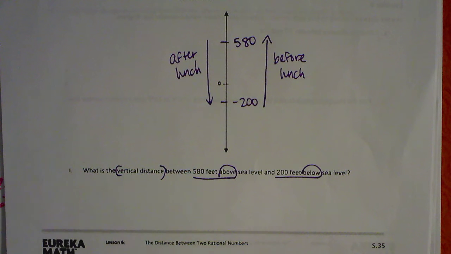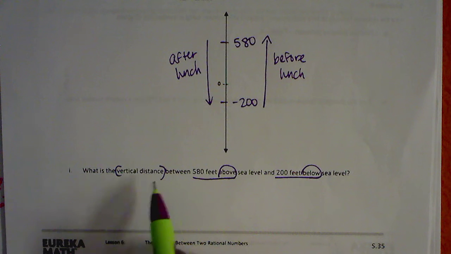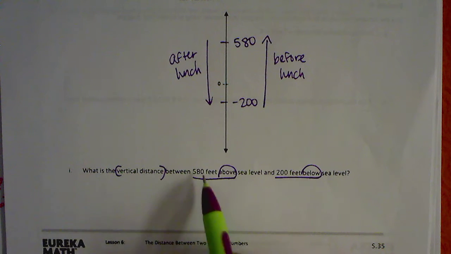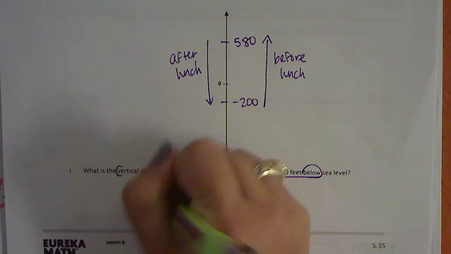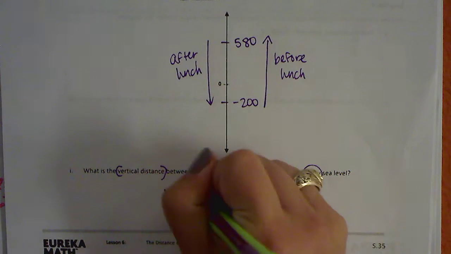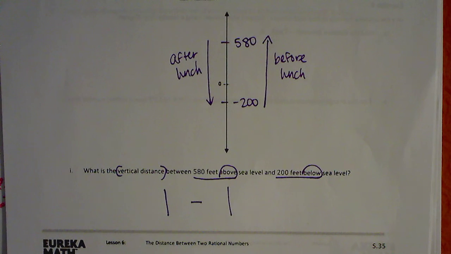I want you to set up this by yourself. Remember when they ask us what is the vertical distance between a number and another number? You're going to do the absolute value and subtract the two numbers. And don't forget that if it says below sea level, it's negative.